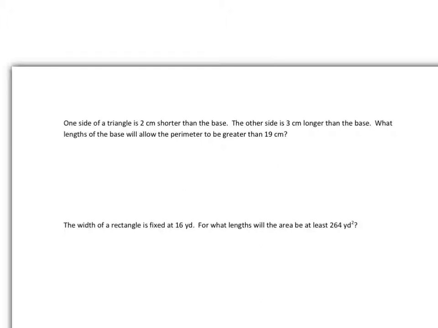So looking at this first one here, one side of a triangle is 2 centimeters shorter than its base. The other side is 3 centimeters longer than its base. What lengths of the base will allow the perimeter to be greater than 19 centimeters? Well, right now, because it says triangle, I'm going to draw a triangle, and I'll call this B, the base, because we're measuring things relative to the base.